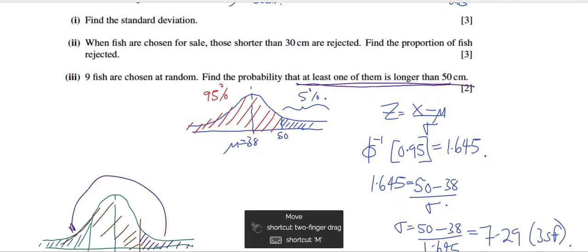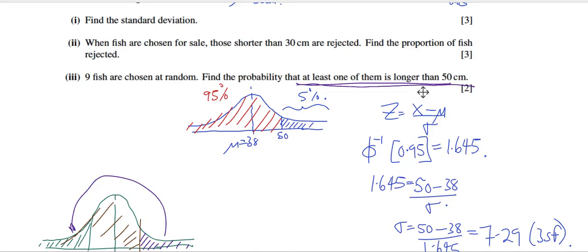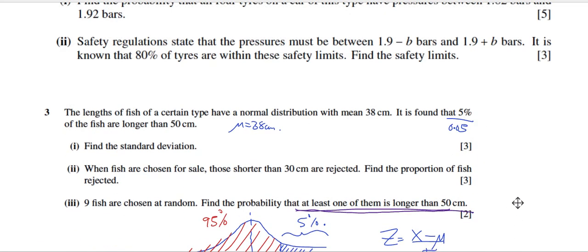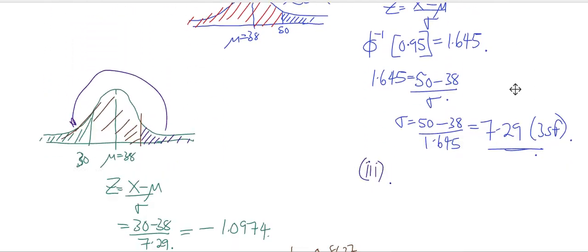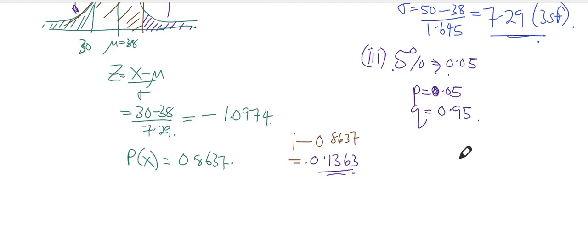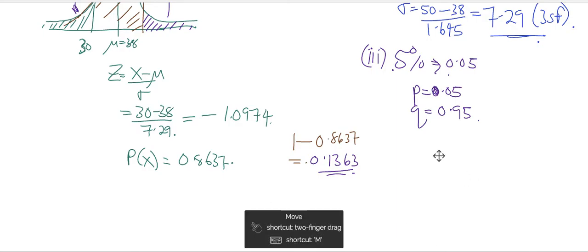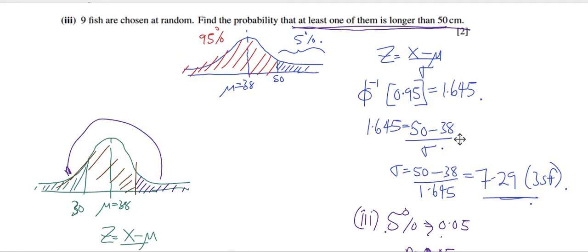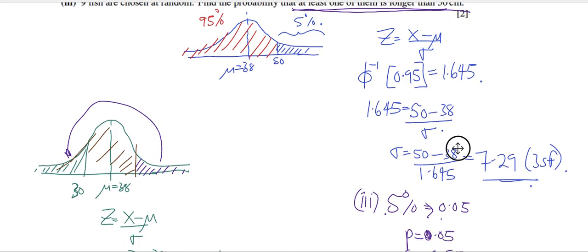So, how many percent were longer than 50? It was 5%. So I have 5%, which is 0.05, longer than 50. So P equals 0.05, Q equals 0.95. And the question requires us to find that at least one of them is longer than 50.